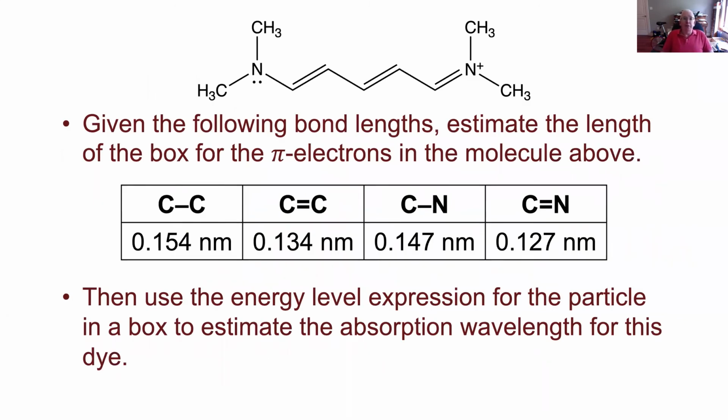So here are some bond lengths. And what we're going to do is we're going to use those bond lengths and that structure and what we know about the particle in a box to attempt to estimate what we think would be the wavelength for this transition, right? The slide that I just had there has the answer in it for what the wavelength really is. So we'll be able to do a comparison with that value once we do the calculation, okay?